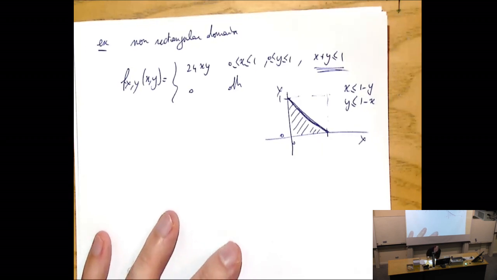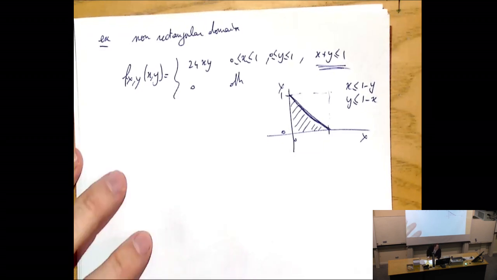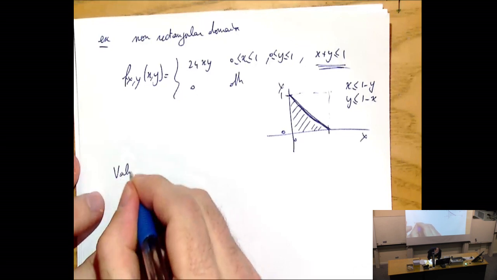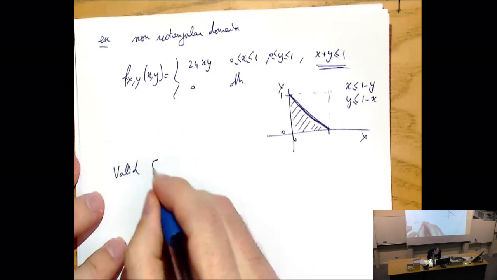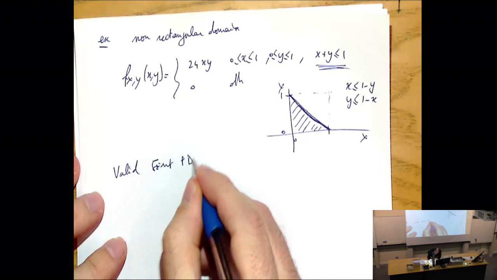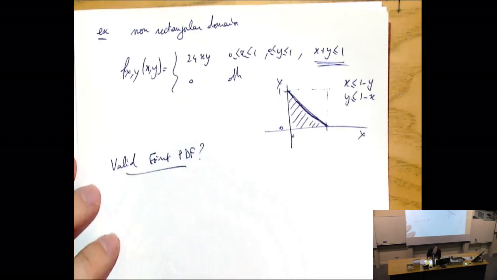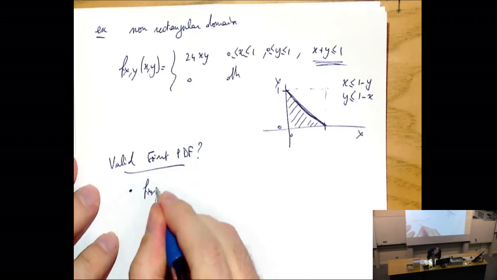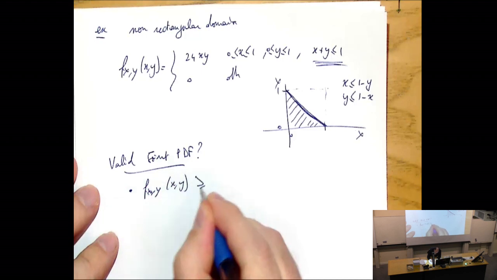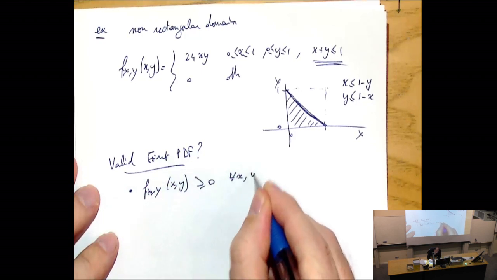Okay, so how can we first show whether this is a valid joint probability density function? Right, again, f(x,y) has to be positive for all x, all y. This is okay.